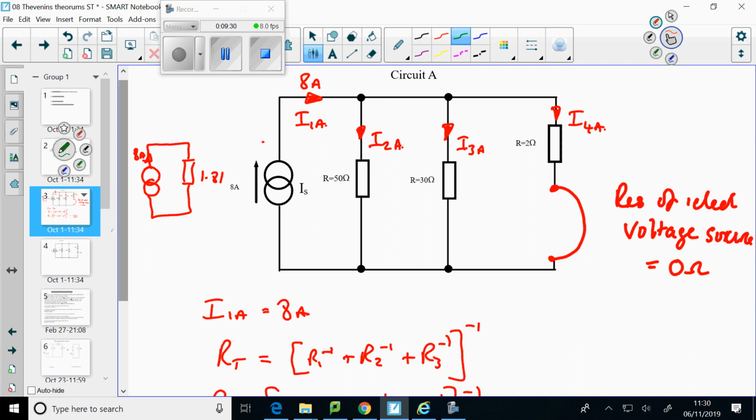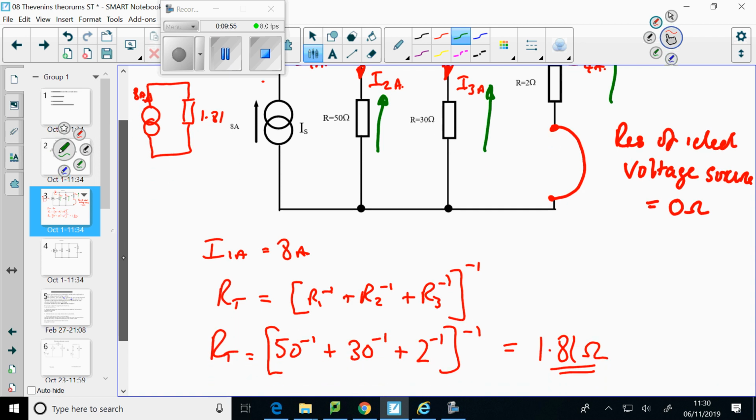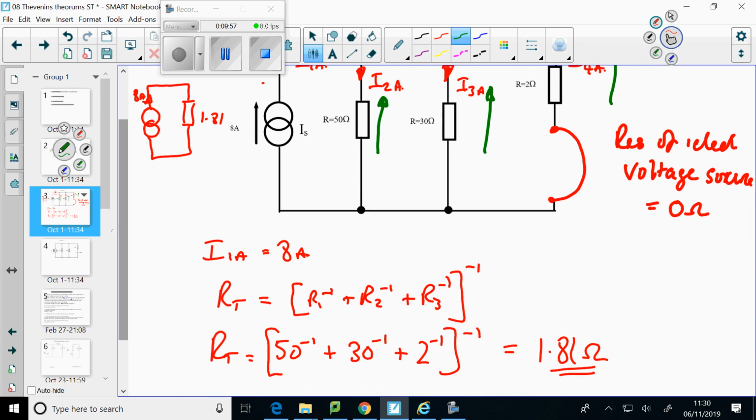We can find that voltage. Is it not equal to that voltage? No. And that voltage, because they're all in parallel. So we find that voltage, we can then use the voltage to find the individual currents.